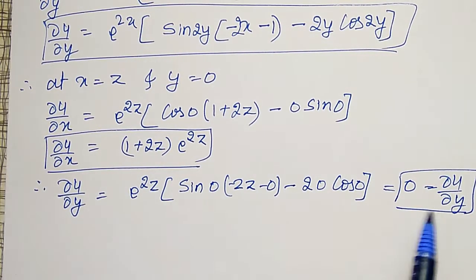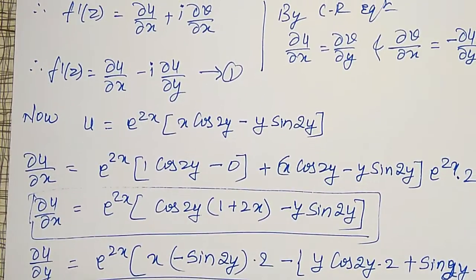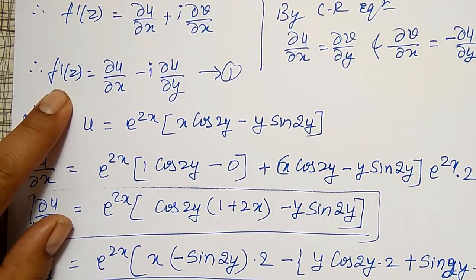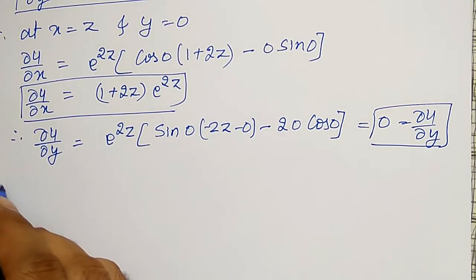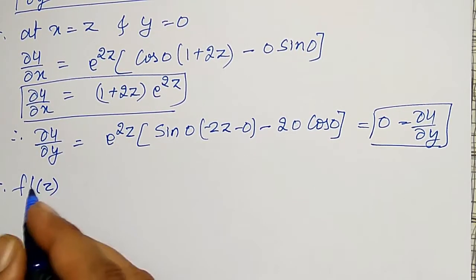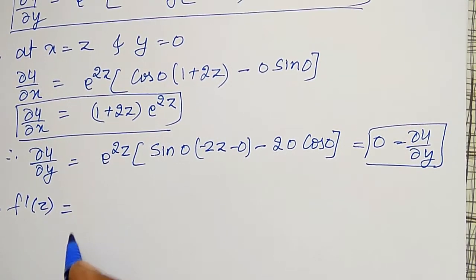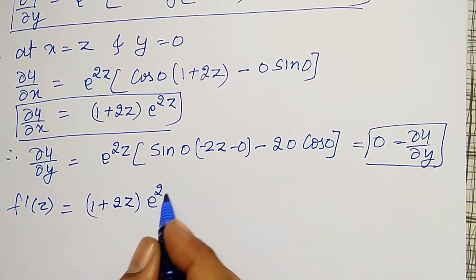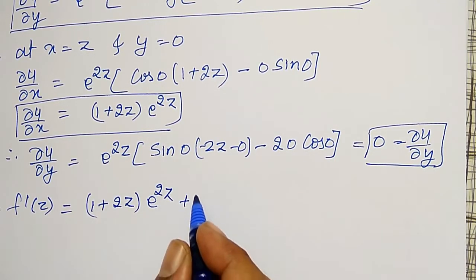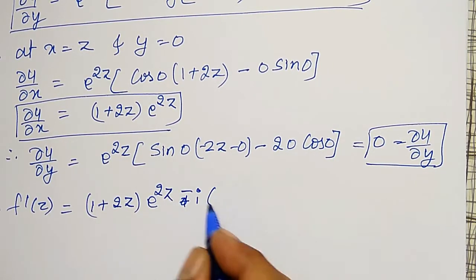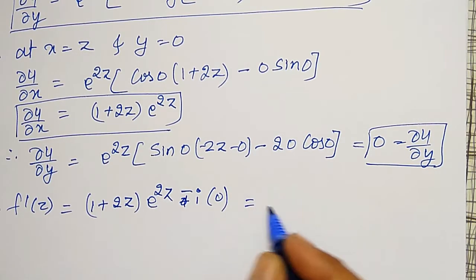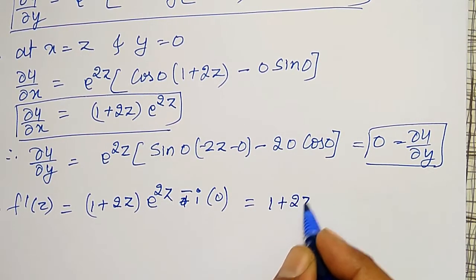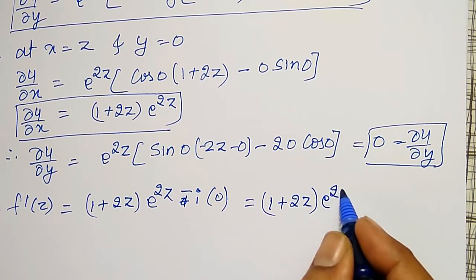Substituting this ∂u/∂y and ∂u/∂x in equation number 1, f'(z) equals ∂u/∂x minus i ∂u/∂y. Therefore, f'(z) equals (1 plus 2z) into e to the power 2z, plus or minus i into 0, which is equal to (1 plus 2z) into e to the power 2z.